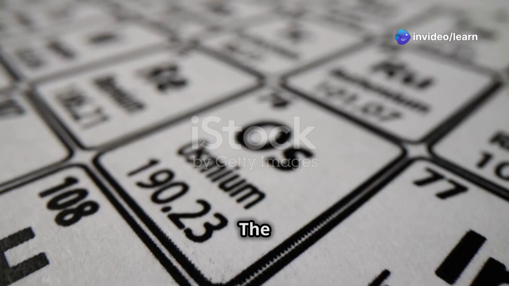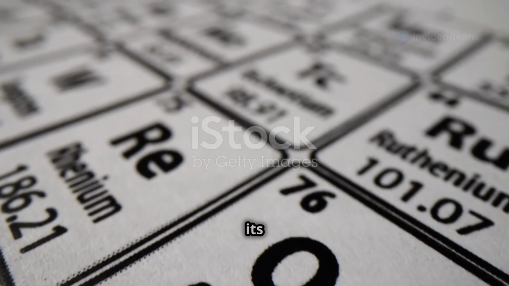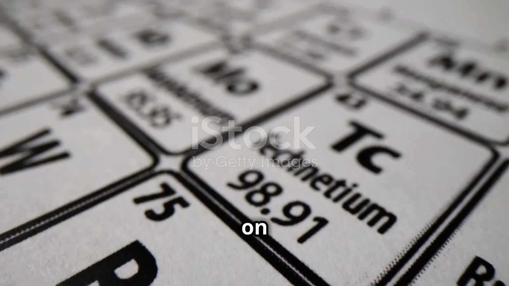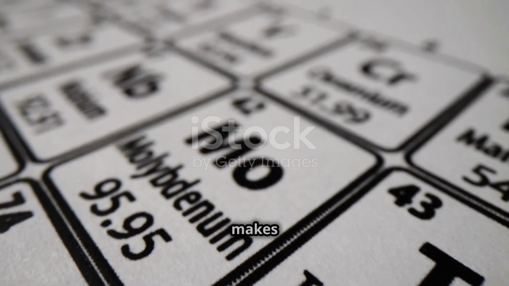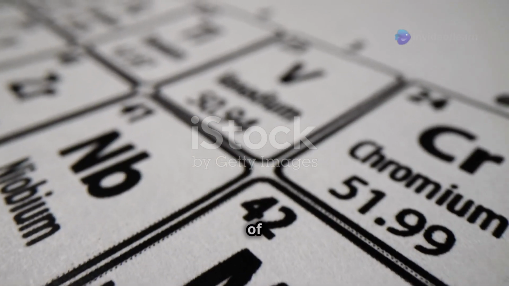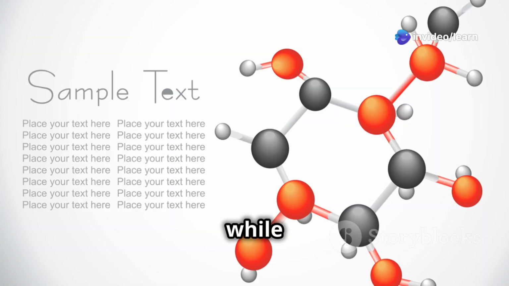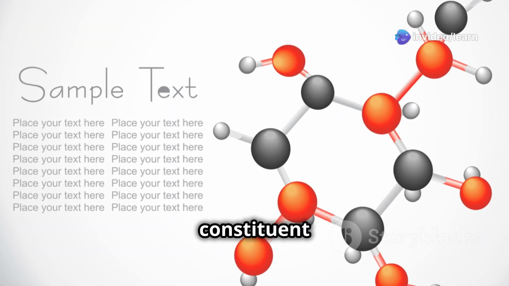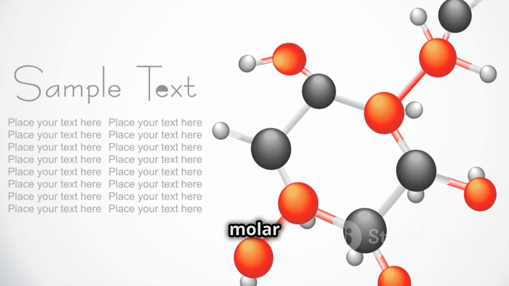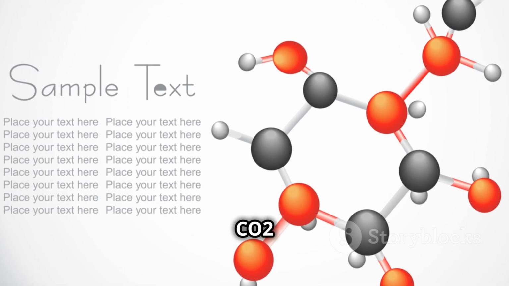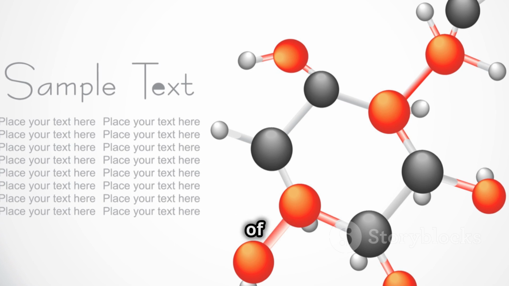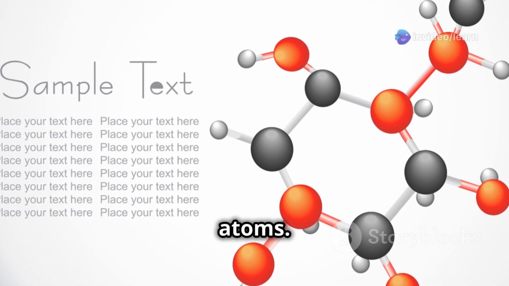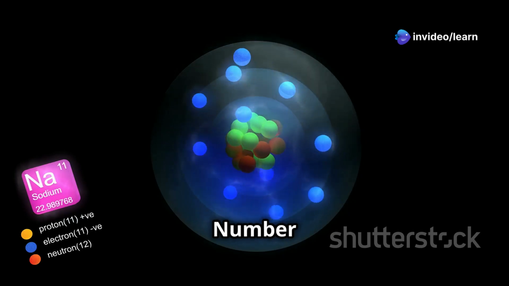The molar mass of an element is equal to its atomic mass, which can be found on the periodic table. This makes it easy to determine the molar mass of elements and simple compounds, while the molar mass of a compound is equal to the sum of the atomic masses of its constituent elements. For instance, the molar mass of carbon dioxide, CO2, is the sum of the molar masses of 1 carbon atom and 2 oxygen atoms. Second, moles and number of entities.